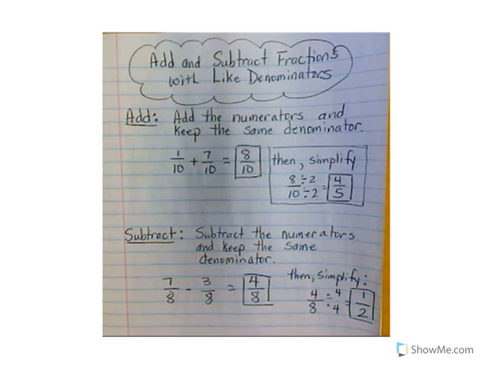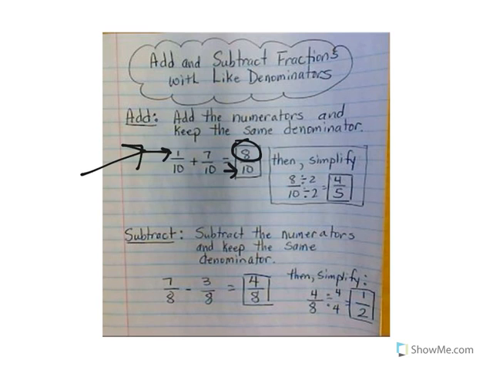Now let's take a look at adding and subtracting fractions with like denominators. When you're going to add fractions, you add the numerators and keep the same denominators. So 1 plus 7 is 8, and the 10 stays the same. We just copy that over. So 1/10 plus 7/10 is equal to 8/10.